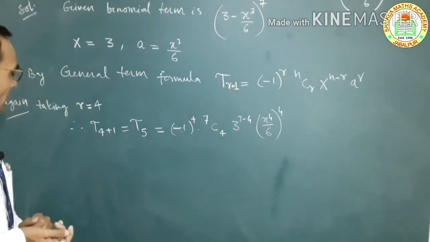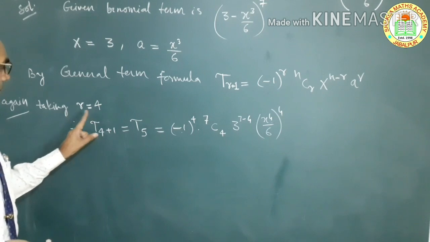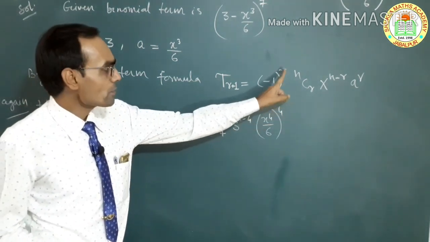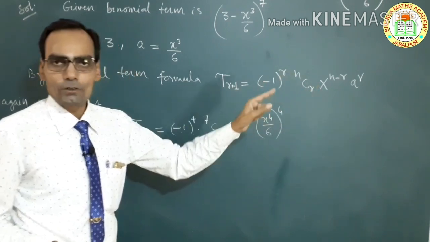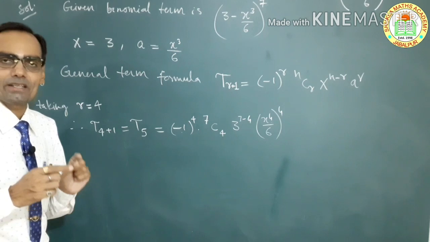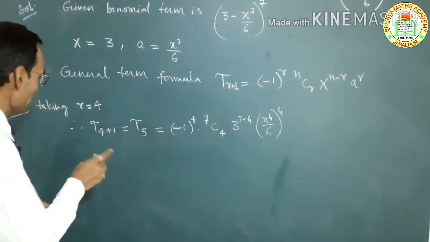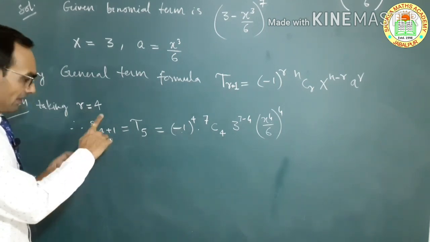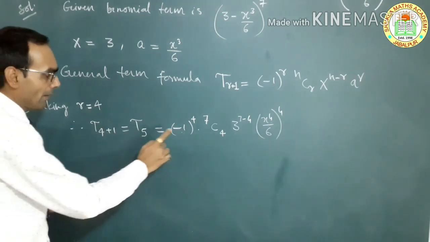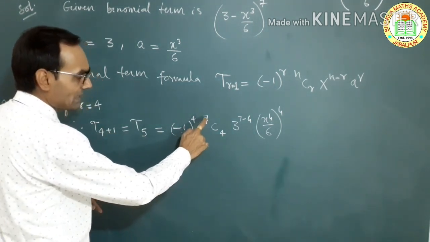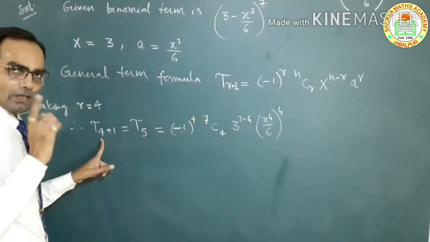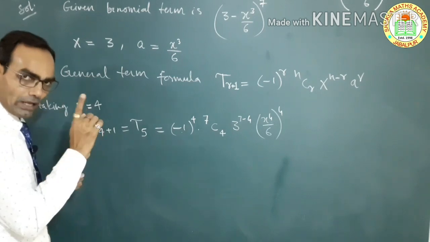And now similarly, taking r equal to 4 in the general term formula, tr plus 1 equal to minus 1 raised to r ncr x raised to n minus r into a raised to r. Why? Because we have to find the next middle term, that is the 5th term. So we must take r equal to 4, then t4 plus 1 gives the 5th term. The formula becomes minus 1 raised to 4, 7cr, here r is 4. Students, you will remember that here r is 4, not 5.